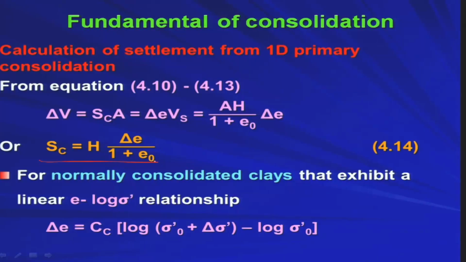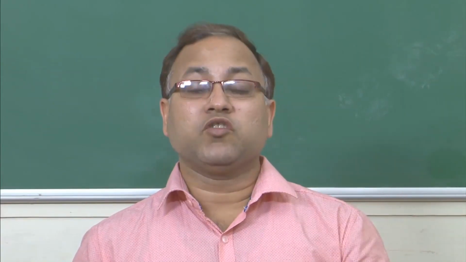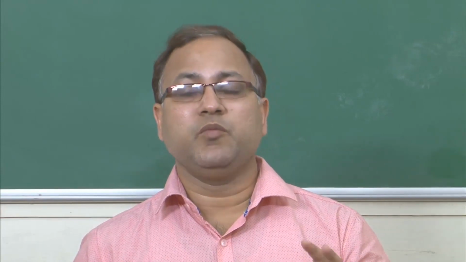Now, based on different conditions we have covered, like normally consolidated or over consolidated, you will get different expressions for S C, we will see that. But the backbone expression of S C is 4.14. Now, for normally consolidated clay that exhibits a linear e log sigma prime relationship, as already discussed, you get a steep slope with linear relationship when the soil behaves as normally consolidated. When the soil behaves as over consolidated soil, you get a flatter slope and some nonlinear portion.